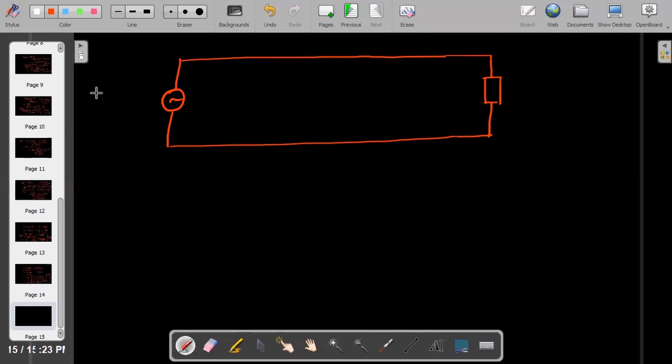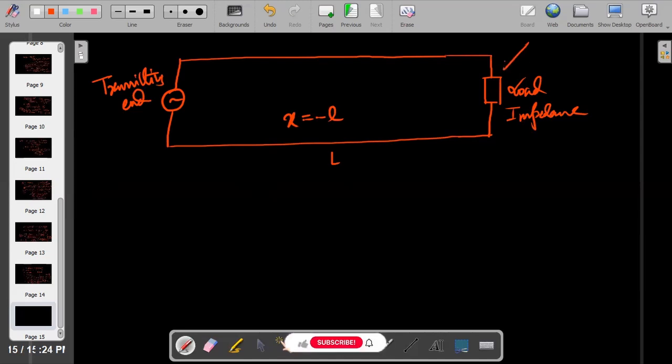Let's say this is the transmitting end, and this is the load, right? Load impedance. And look here, the length is very high. So this is the length L. Now we are letting x is minus L. Why? We are telling this is the generator side.